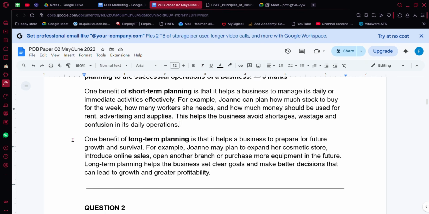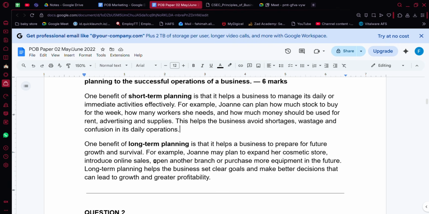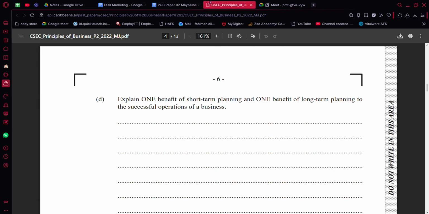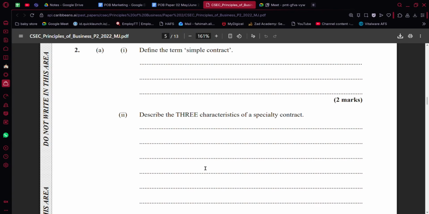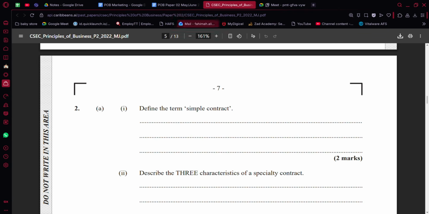Our next answer is, one benefit of long-term planning is that it helps a business to prepare for future growth and survival. For example, Joanne may plan to expand her cosmetic store, introduce online sales, open another branch, or purchase more equipment in the future. Long-term planning helps a business set clear goals and make better decisions that can lead to growth and greater profitability. Now let's move on to question 2. Define the term simple contract.